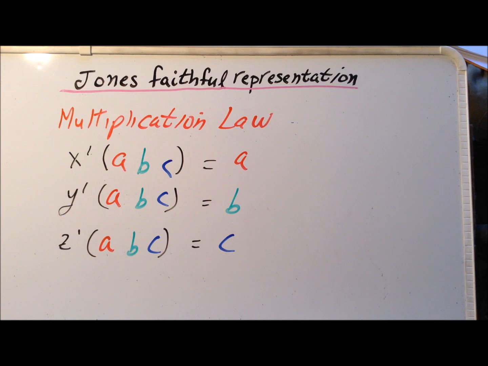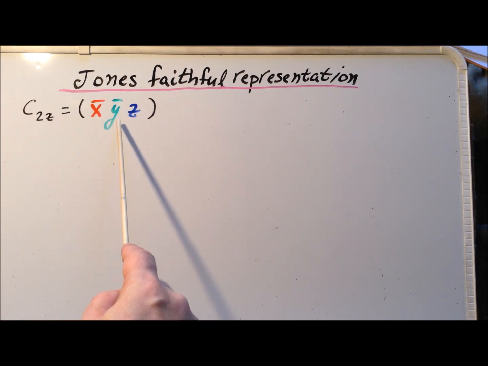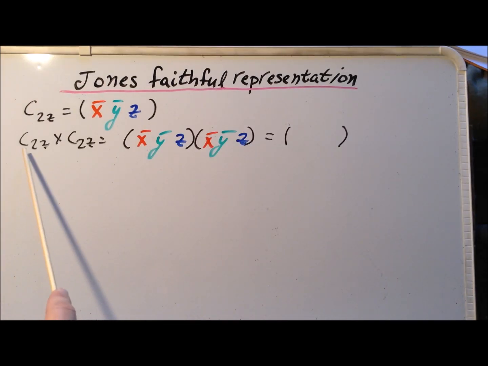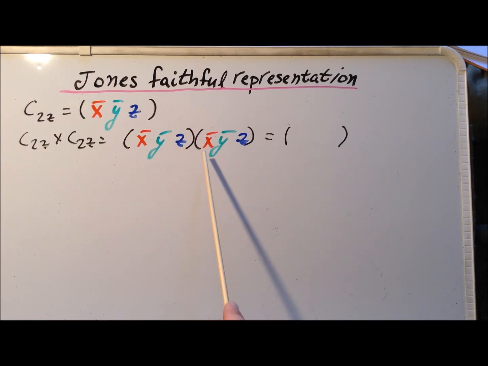And we'll finish off this video by showing some concrete examples of the multiplication law in action. First, we recall that the Jones-Faithful representation for C₂ around the z-axis is going to be minus x, minus y, z. So if we multiply C₂z times C₂z, we have minus x, minus y, z times minus x, minus y, z. And now we're trying to multiply them quickly and efficiently, making use of the multiplication law.